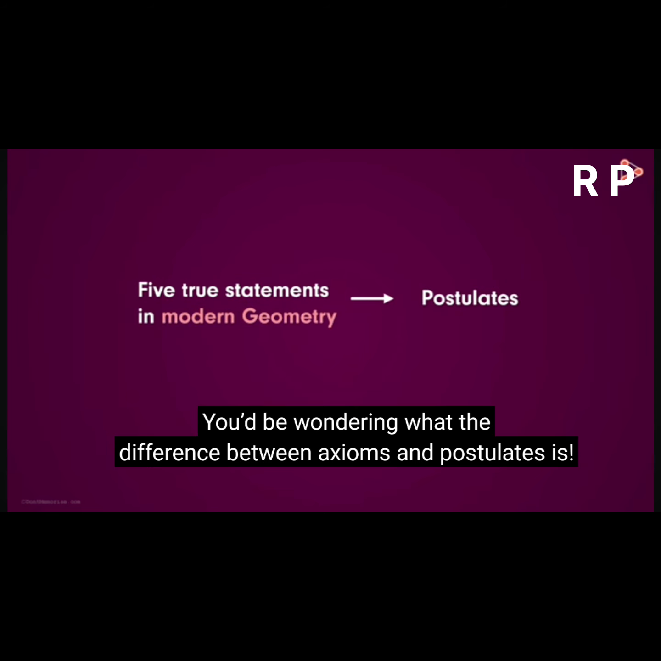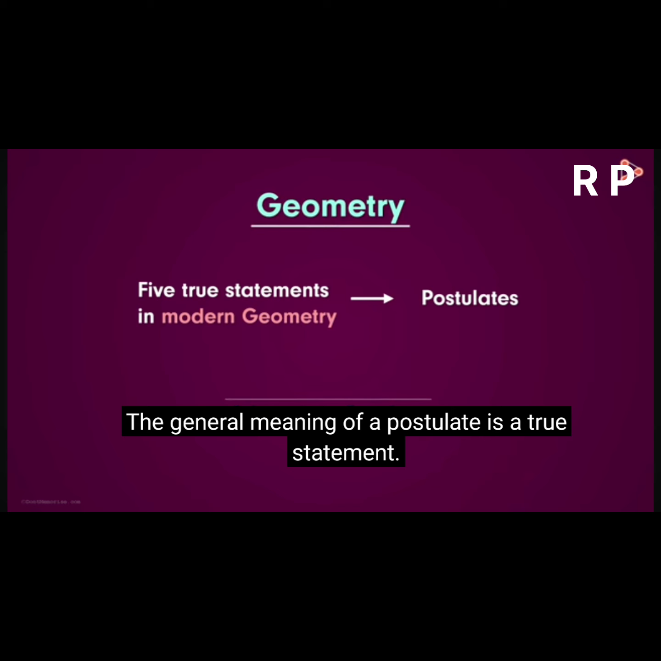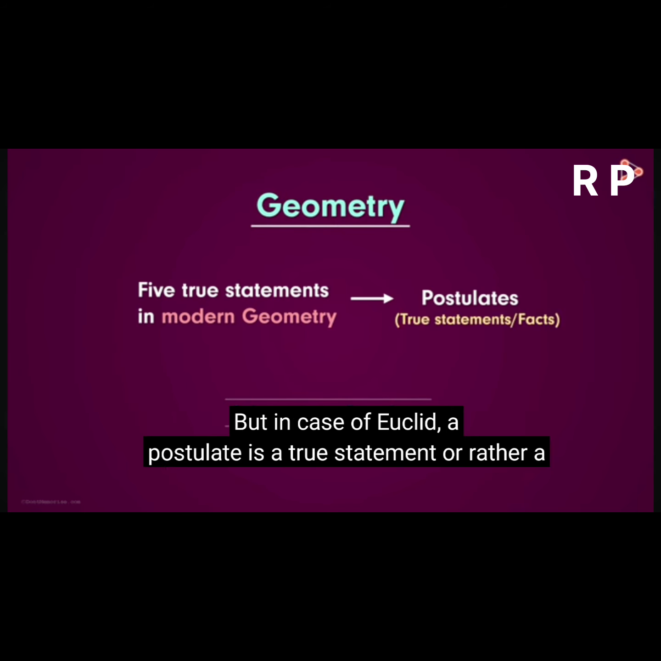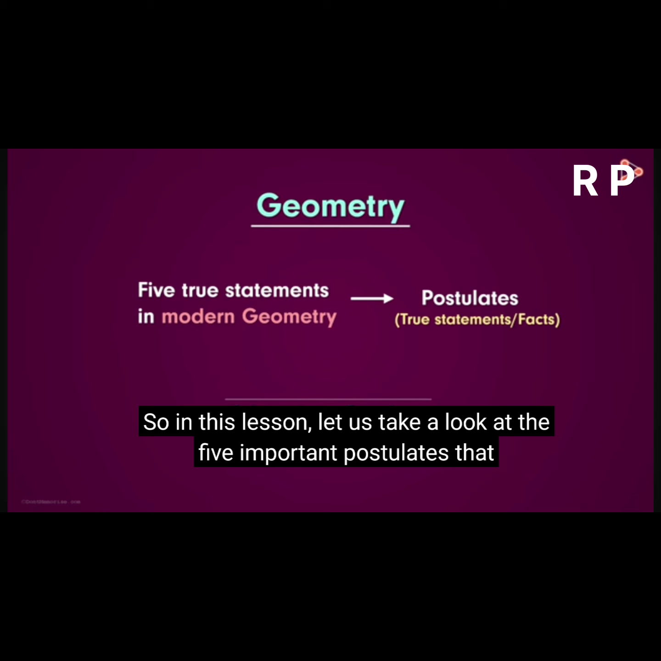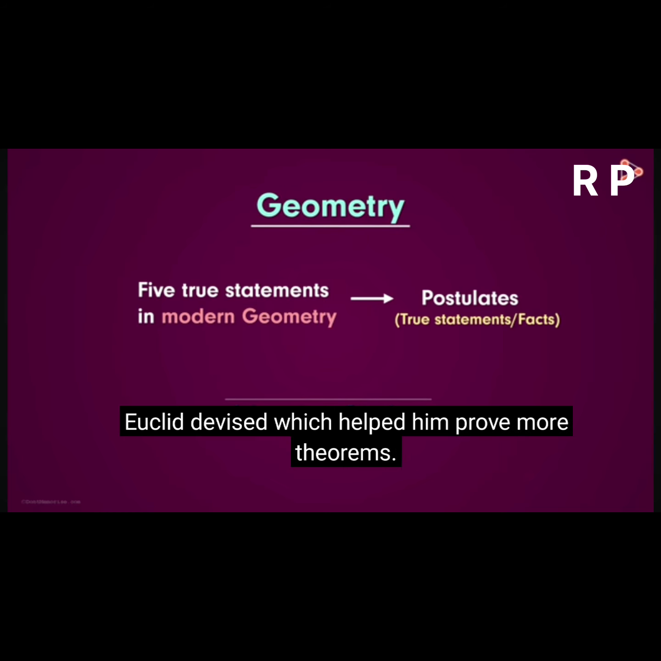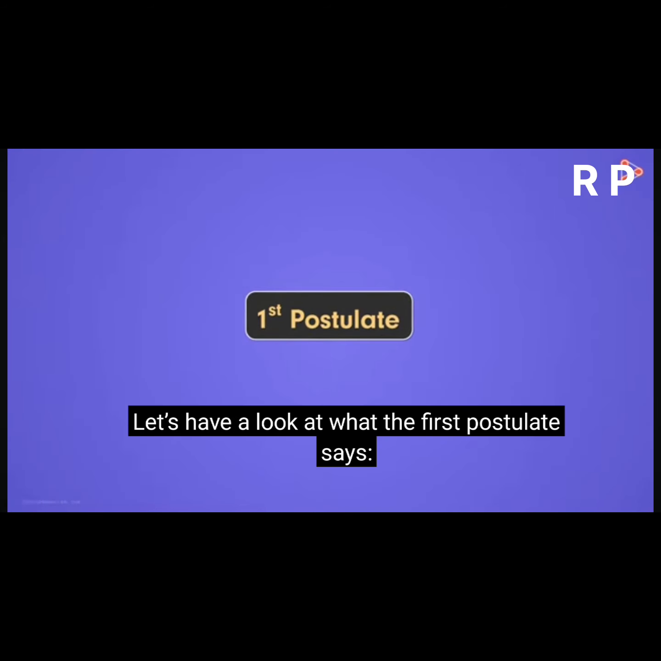You'd be wondering what the difference between axioms and postulates is. Well, in geometry, they are essentially interchangeable. The general meaning of postulate is a true statement. But in the case of Euclid, a postulate is a true statement, or rather a fact, that's applicable in geometry only. So in this lesson, let's take a look at the 5 important postulates that Euclid devised which helped him prove more theorems. Let's have a look at what the first postulate says.